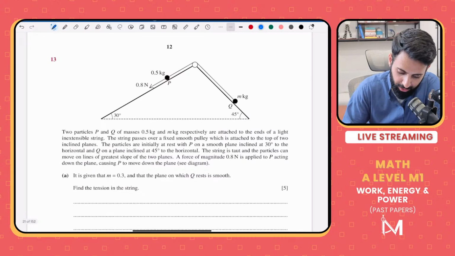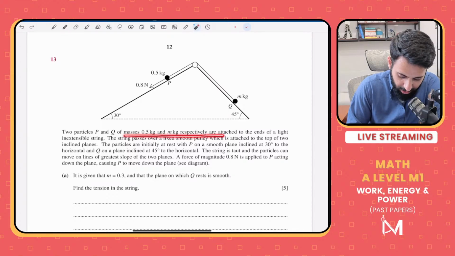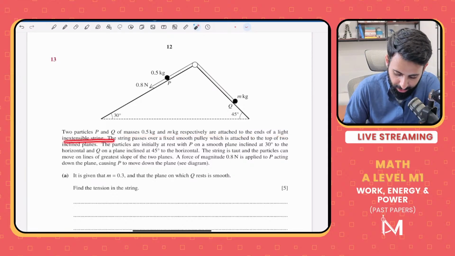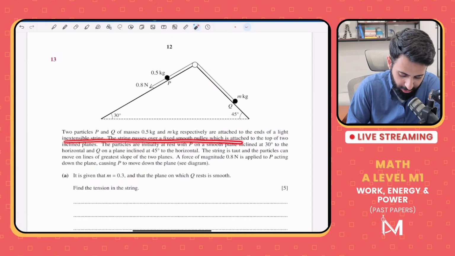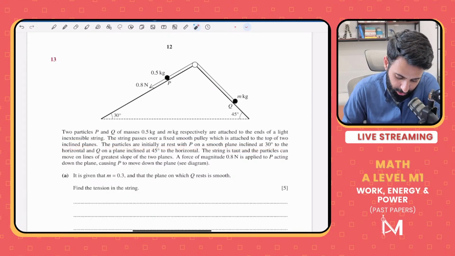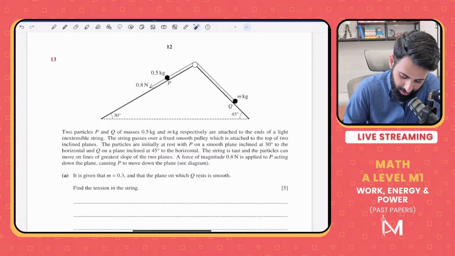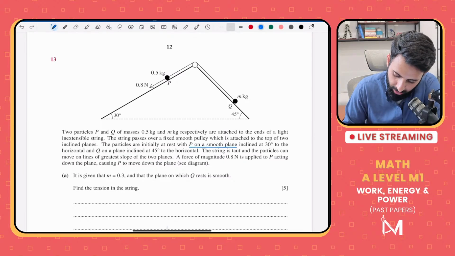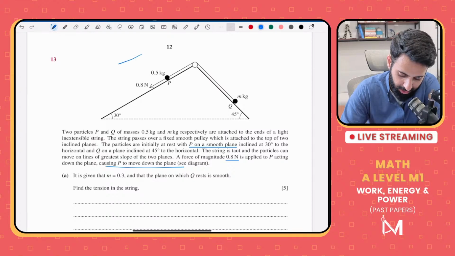Now, two particles P and Q of masses 0.5 and m kg respectively are attached to the ends of a light inextensible string. The string passes over a fixed smooth pulley which is attached to the top of two inclined planes. The particles are initially at rest with P on a smooth plane inclined at an angle of 30 degrees. So let's underline that. P is on a smooth plane. The string is taut and the particles can move on lines of greatest slope of the two planes. A force of magnitude 0.8 newtons is applied to P acting down the plane, causing P to move down the plane. So that means this is the direction in which the whole system is moving.